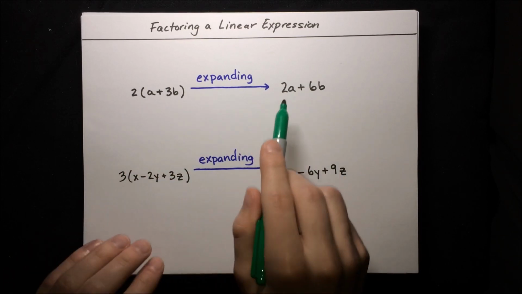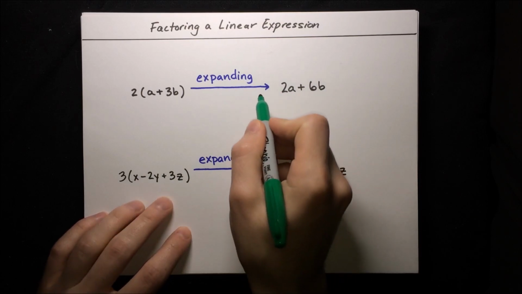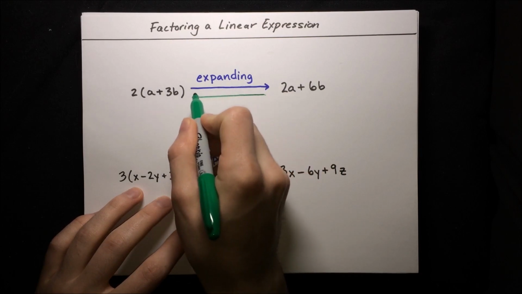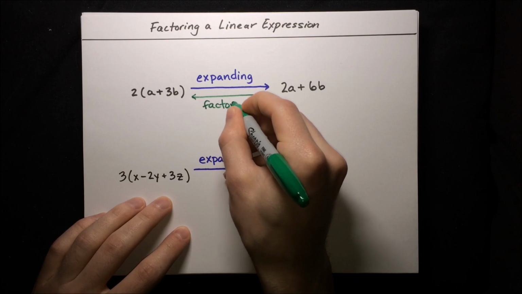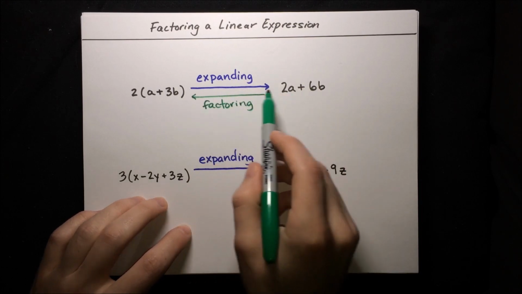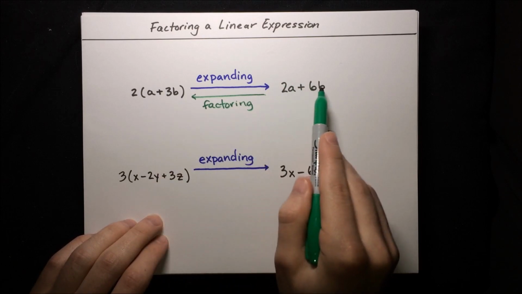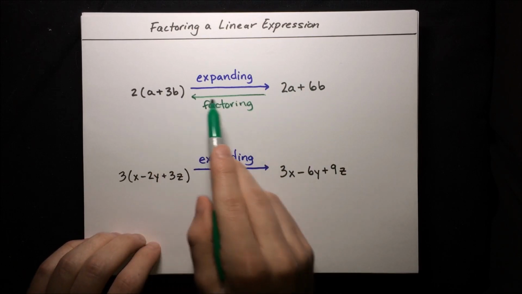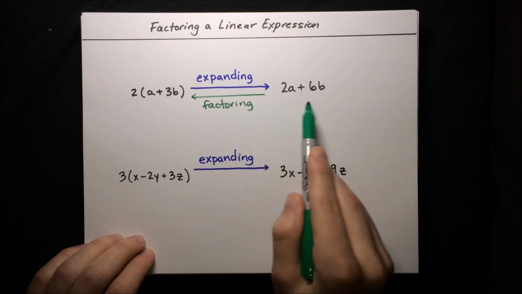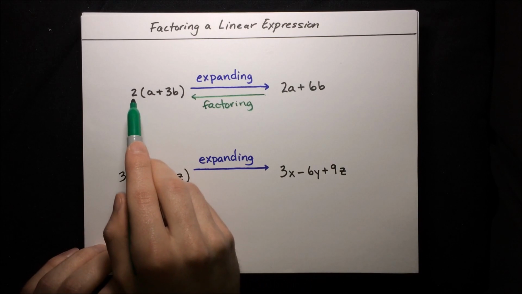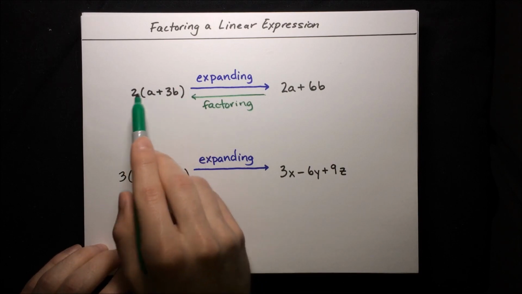Factoring is just the act of going the opposite way, starting with an expression like 2a plus 6b, and then pulling out a 2 here, say. So this is called factoring when we go backwards. The opposite of expanding, the opposite of distributing, is pulling out a common factor and then writing the expression as a product of 2 factors. That's why it's called factoring. It takes a single expression and writes it as a product of 2 factors. One factor is 2 and the other factor is a plus 3b here.